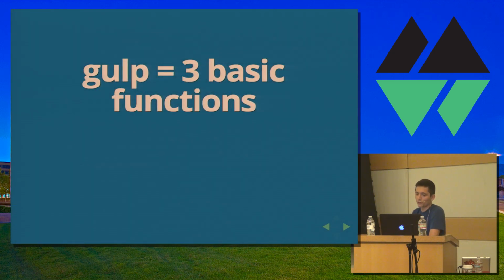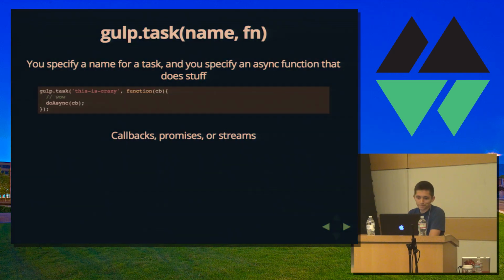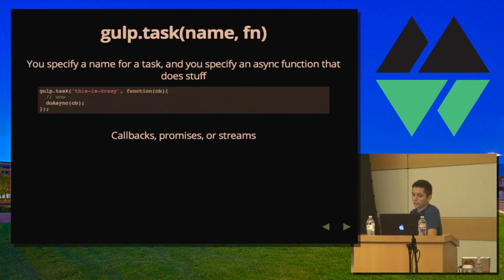So gulp has 3 functions that you have to learn. If you know JavaScript, you know gulp. This is our catchphrase. So this is how you define a task. You say gulp.task, you give it a name, you give it a function. This lets you call this function from the CLI. We actually support the node callback pattern, returning promises, and returning streams.